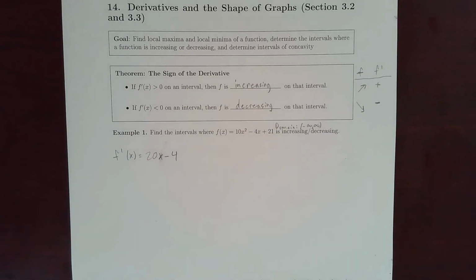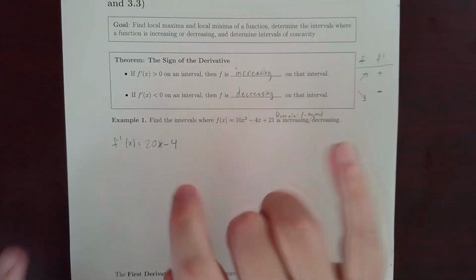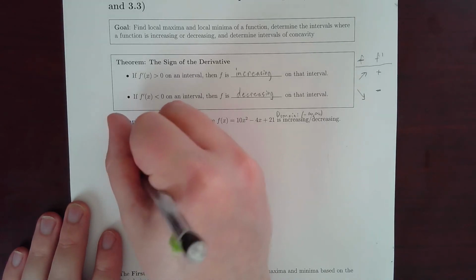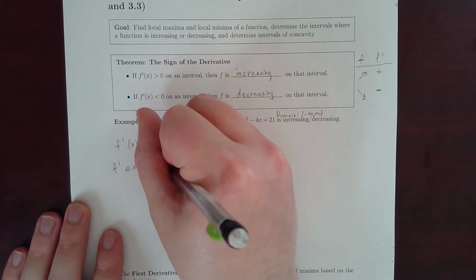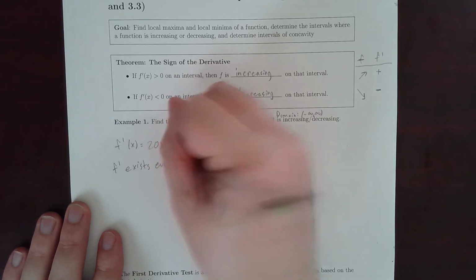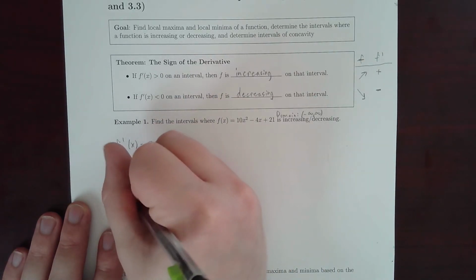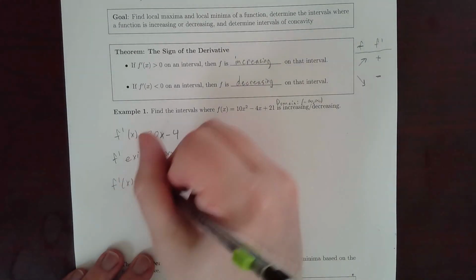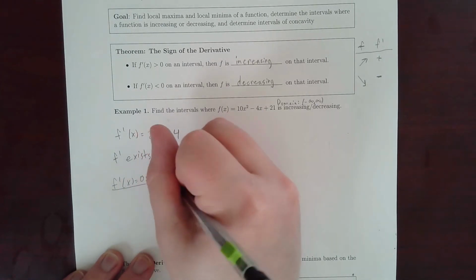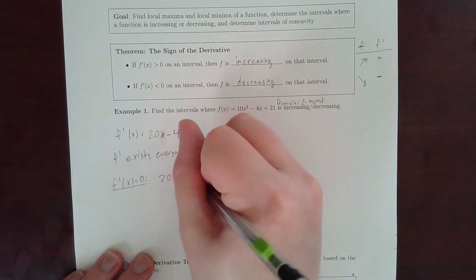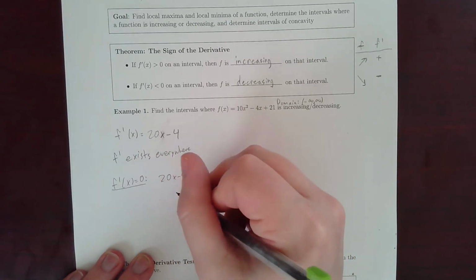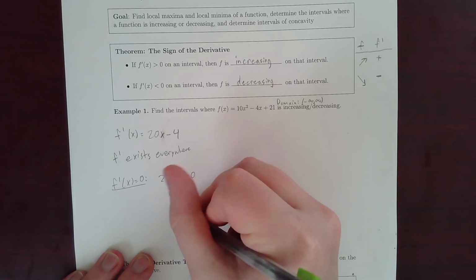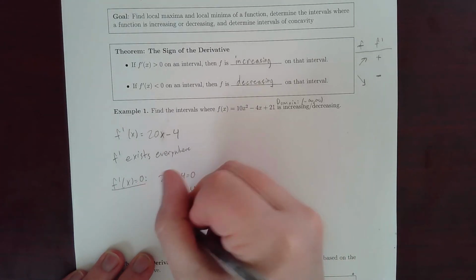So when we're looking at this derivative and want to figure out where those critical points are, first of all, the derivative exists everywhere. So we can't worry about the does not exist part. Meanwhile, we want to look at where f prime of x equals 0. So if 20x minus 4 equals 0, then this says that 20x equals 4, and so x will equal 1/5. And this will be our critical point.